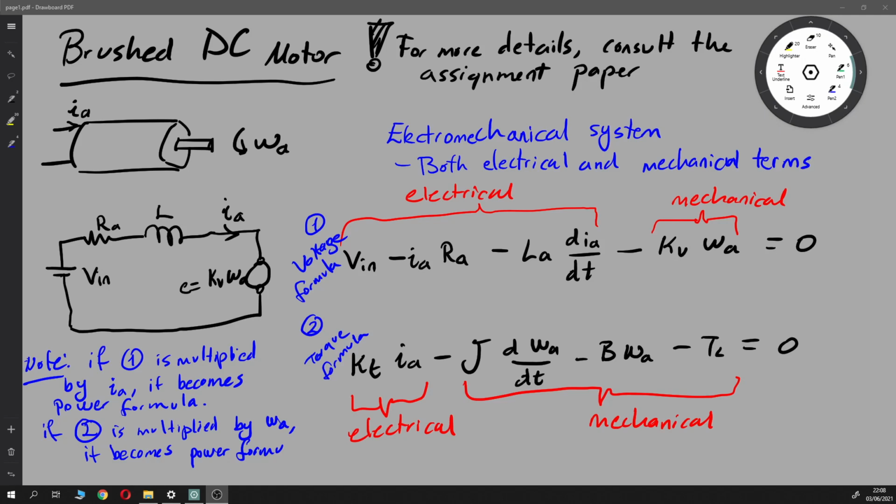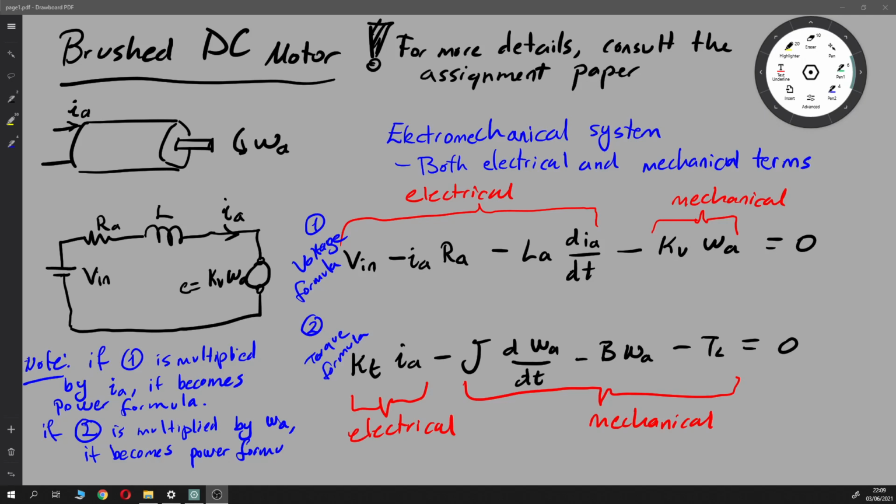So in the first equation we have standard electrical terms on the left, and also a mechanical term, which is the back EMF, on the right, and in total we have a zero sum. And in the second equation we have the torque formula, which is based on mechanical formulation, but similarly an electrical term comes here, which is dependent on the current.